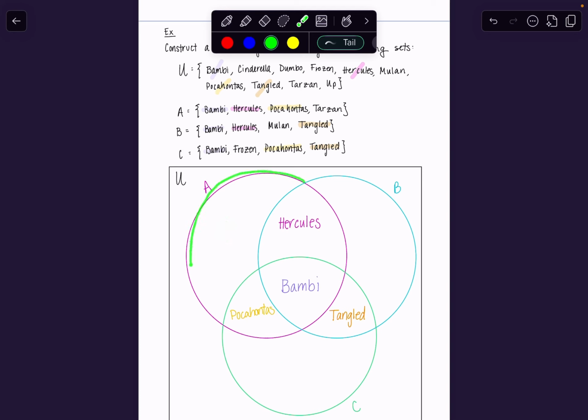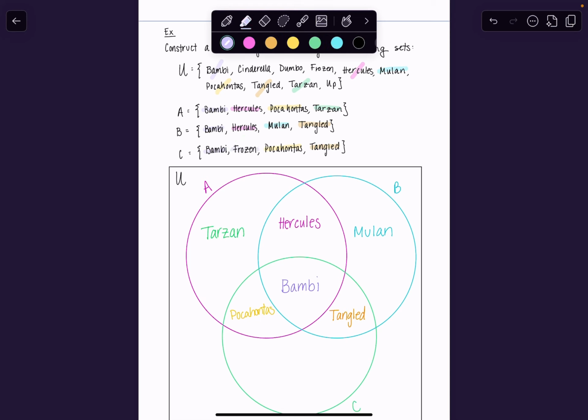Now I can fill in these last pieces. So this section here is the stuff that is unique to A. And the only thing that hasn't found a spot yet is Tarzan. So we go ahead and mark Tarzan off. That's going to go right here. Moving on to B, Mulan has not found a spot yet, so Mulan is unique to B. So we go ahead and mark that off. Okay. Then looking at set C, Frozen is the last one remaining. So that goes here out to the side.